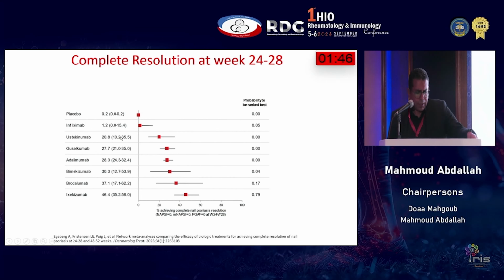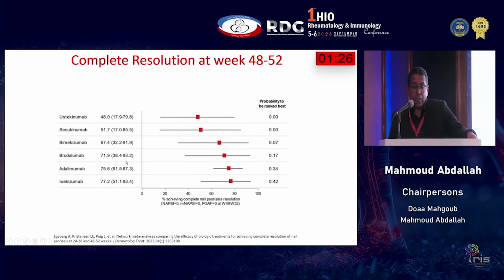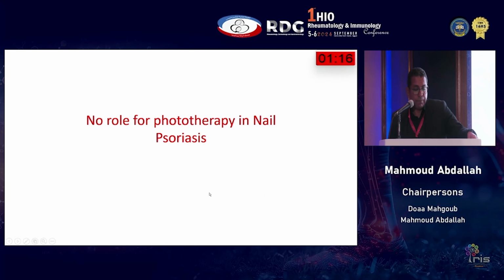There is a network meta-analysis which has shown that at week 24 to 28 the best solution is ixekizumab, followed by brodalumab and bimekizumab. So actually interleukin 17 again works best for nail psoriasis, followed by adalimumab and guselkumab. At week 48 to 52, guselkumab is not included here. However, again, ixekizumab gives the best response, very close to adalimumab.